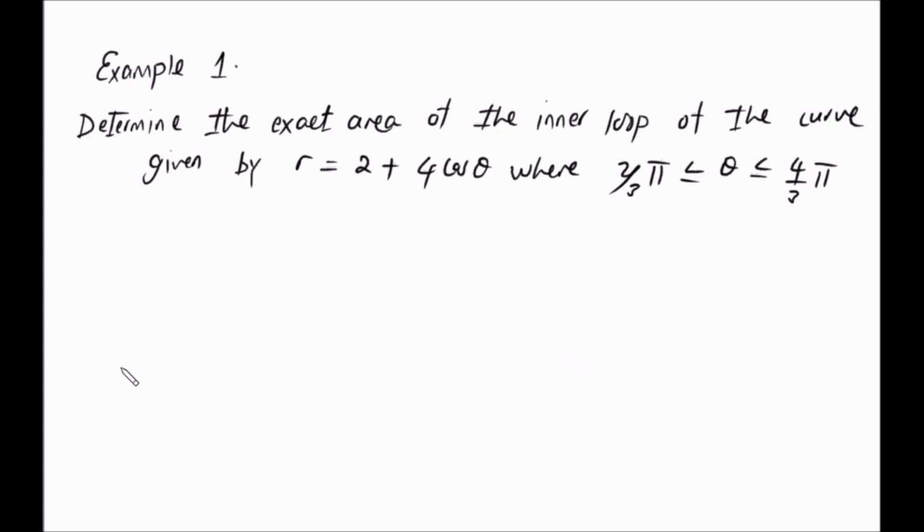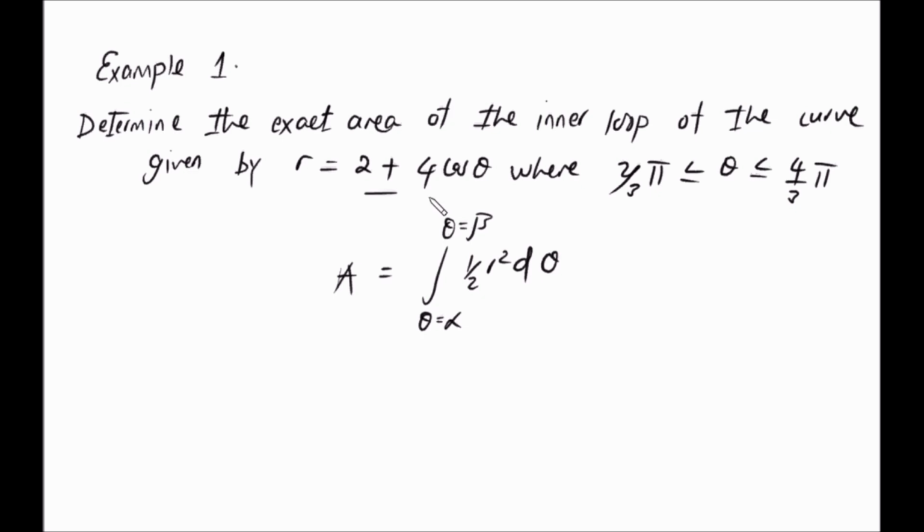So this now is example 1. So anasema determine the exact area of the inner loop of the curve given by r is equal to 2 plus 4 cos theta, where theta ranges from 2 over 3 pi to 4 over 3 pi. So ukisikia inner loop of the curve anazungumza habari ya sector. We have already seen that the area of a sector is given by, you integrate from theta equals to alpha to theta equals to beta half r squared with respect to theta.